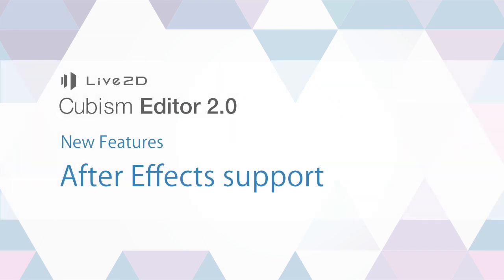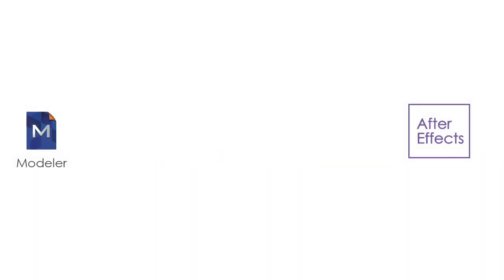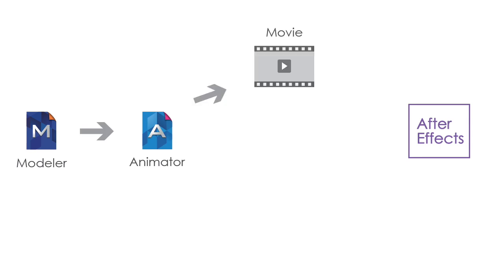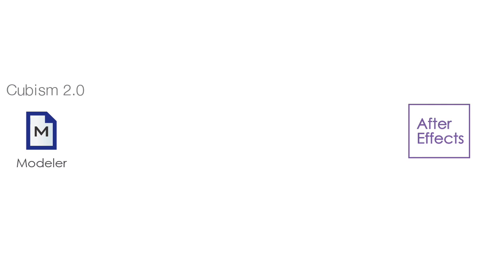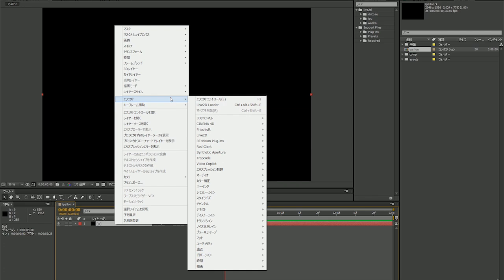Previously, to integrate live 2D animations in Adobe After Effects, you first needed to make an animation with the animator tool, then export the movie or PNG sequence before finally being able to edit it in After Effects. However, with Cubism Editor 2.0, you can import the model directly into After Effects.